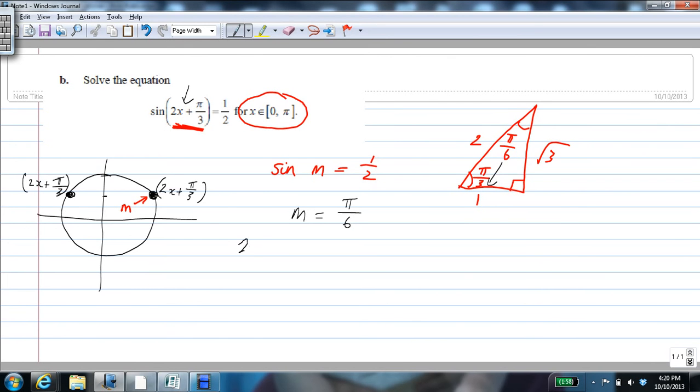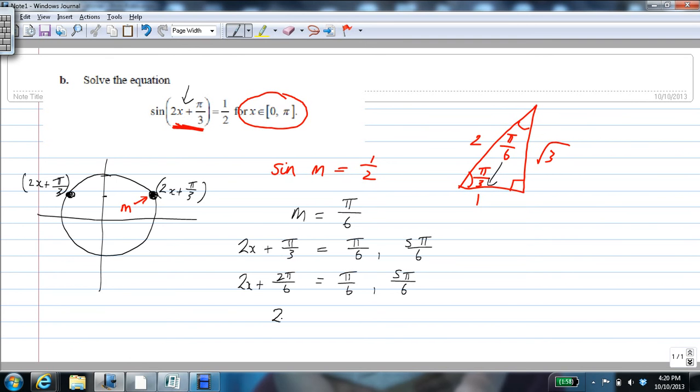So what we know now is that 2x plus pi on 3 equals pi on 6, and it also equals 5 pi on 6. And now what we're going to do is solve for x for each of these, for the pi on 6 and the 5 pi on 6. So what I'm going to firstly have to do is to take away pi on 3. To make that easier, I might rewrite that as 2 pi on 6, because it's going to be easier to subtract from these fractions because they have a denominator of 6 as well.